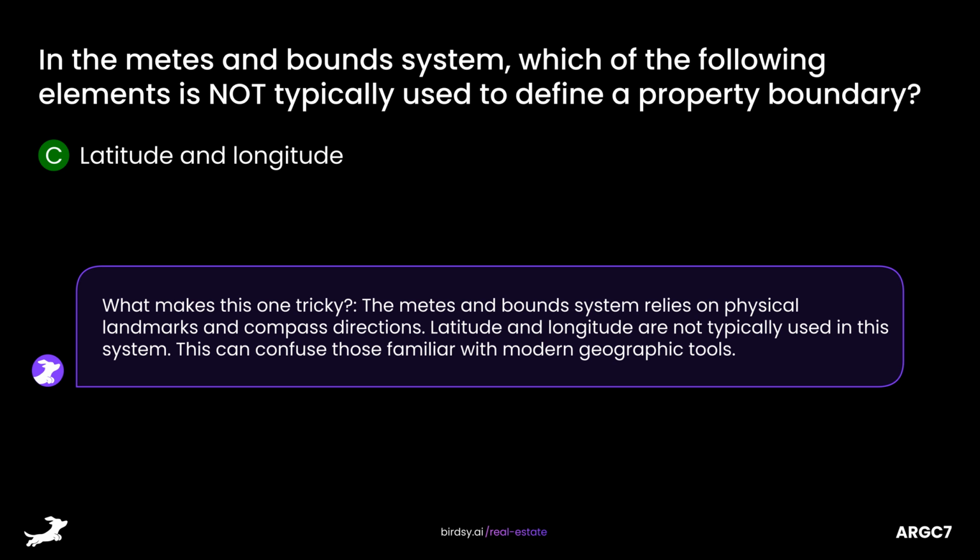What makes this one tricky? The metes and bounds system relies on physical landmarks and compass directions. Latitude and longitude are not typically used in this system. This can confuse those familiar with modern geographic tools.